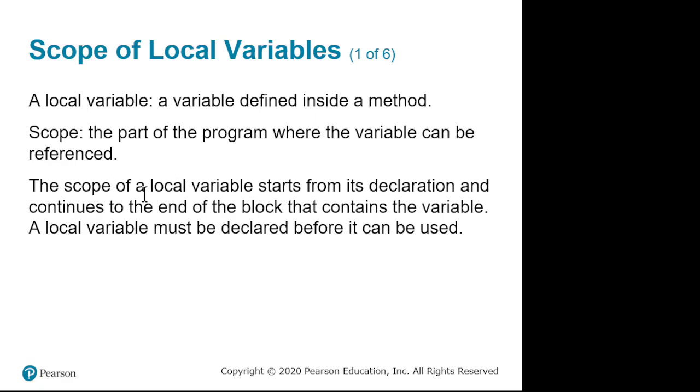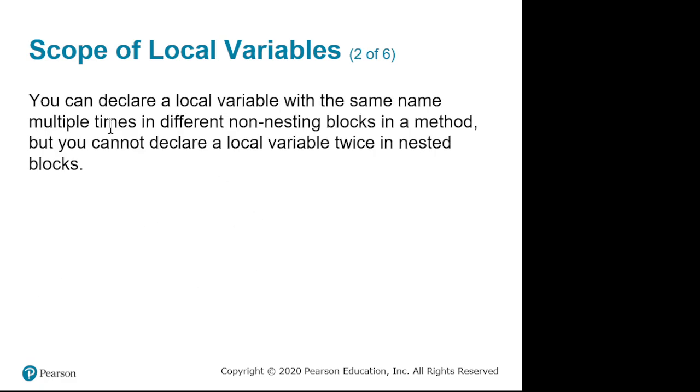And so the scope of the local variable starts from its declaration and continues to the end of the block. A local variable must be declared before it's used. You can declare a local variable with the same name many different times if they are in different non-nesting blocks. So inside of a method, and remember, main is a method. So let's look at a scope here.